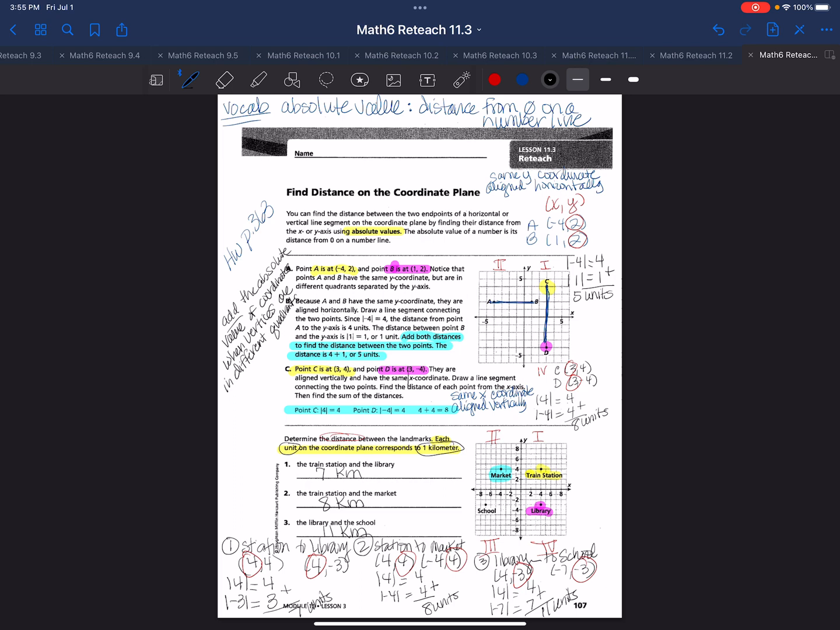That is our lesson for Module 11, Lesson 3, Grade 6.